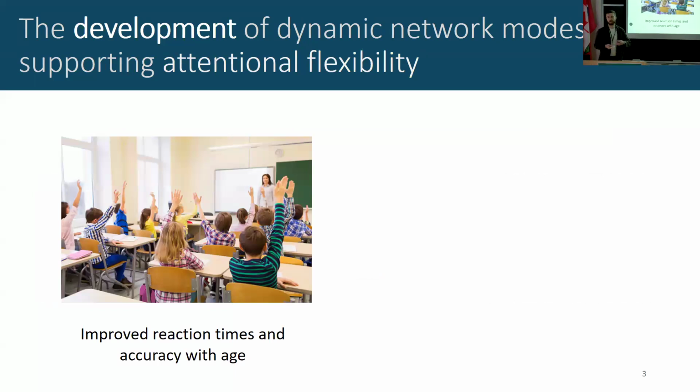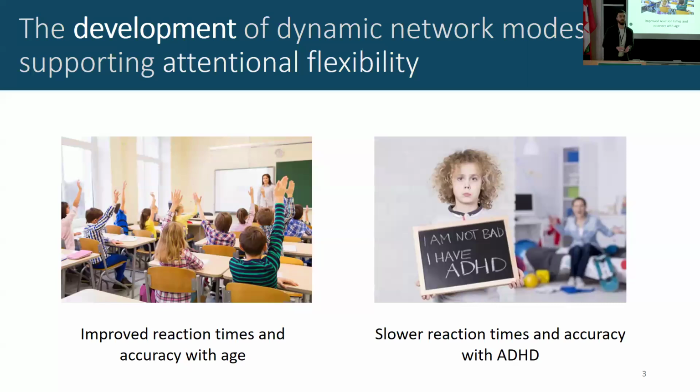Now, children undergo rapid development in this ability to shift their attention. This manifests in attentional flexibility tasks: older children will have faster reaction times and generally lower accuracies. Children with attention deficit hyperactivity disorder, or ADHD, which represents around 8% of the pediatric population, have issues with attentional flexibility, often causing both social and academic difficulties. When we do the same sort of attentional flexibility tasks with these children, they generally exhibit slower reaction times and lower accuracies.